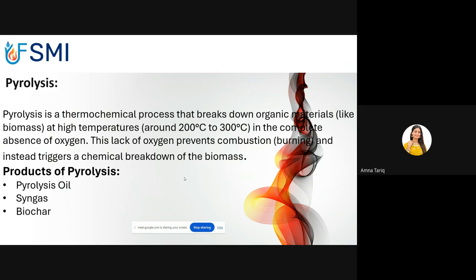These are the products of pyrolysis. First is pyrolysis oil. This dark liquid tar can be burned for electricity generation. It's also a potential fuel source or component in other fuels or plastics. Next is syngas. This syngas mixture contains combustible components like hydrogen and carbon monoxide. It can be converted into various fuels such as synthetic natural gas or methane. The last is biochar. This charcoal-like solid is rich in carbon and highly beneficial for agriculture.